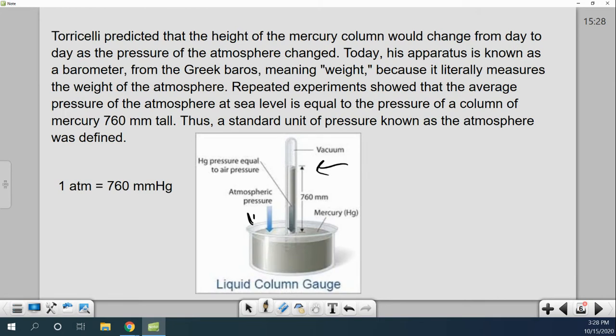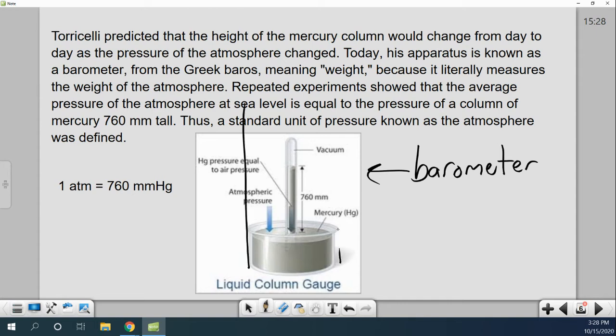So Torricelli predicted the height of the mercury column should change from day to day as the pressure of the atmosphere changed. And so today, this exact apparatus is known as a barometer. And we use it to measure atmospheric pressure. They still use the same kind of idea to measure atmospheric pressure. And baro, for barometer, is from the Greek word baros, meaning weight, because it literally measures the weight of the atmosphere. That giant glass column of air, how much air is weighing down on that mercury. So that's why they call it a barometer. Now, repeated experiments, they did this over and over and over again, they did this all over the place.